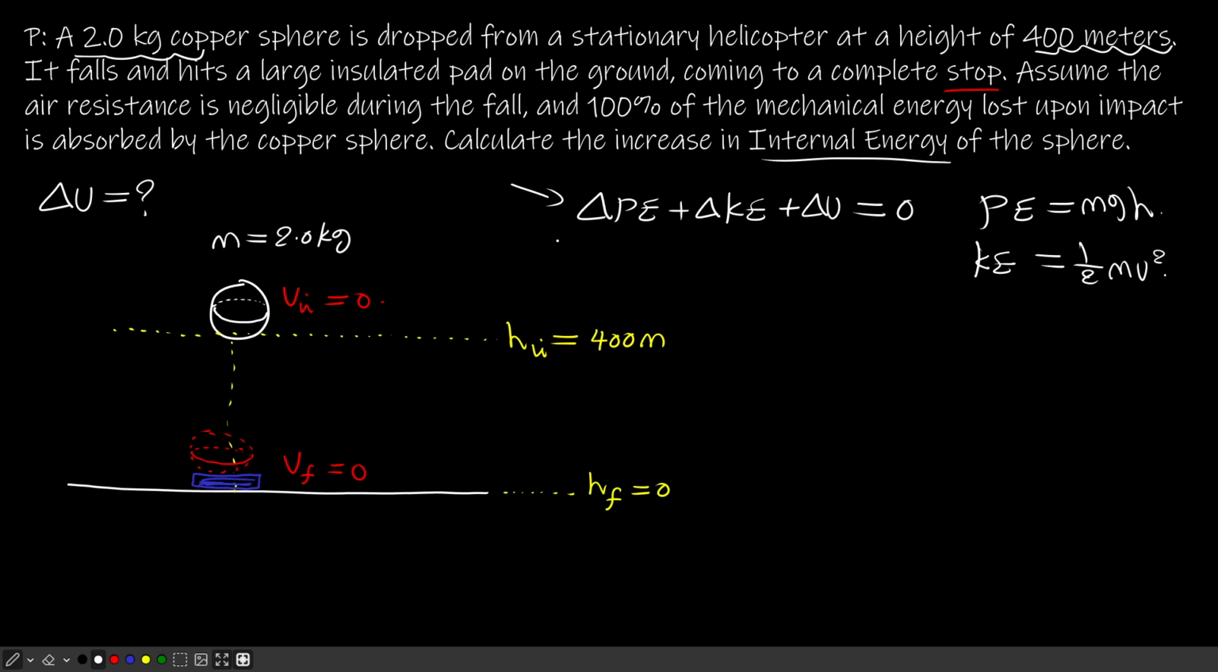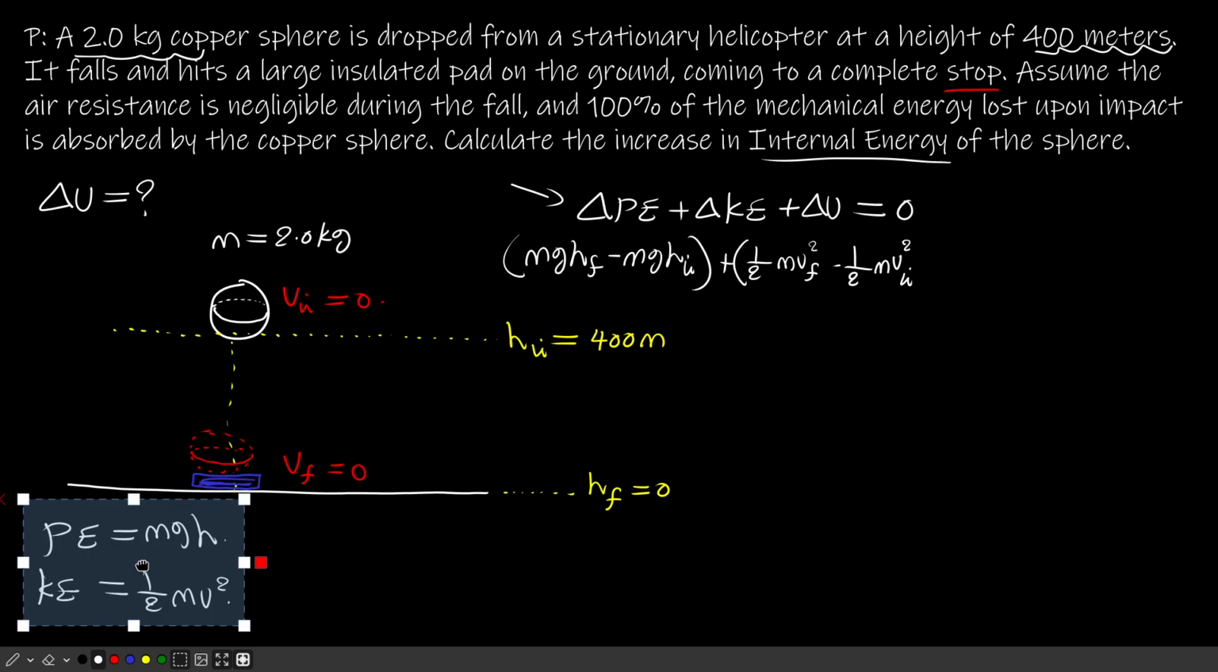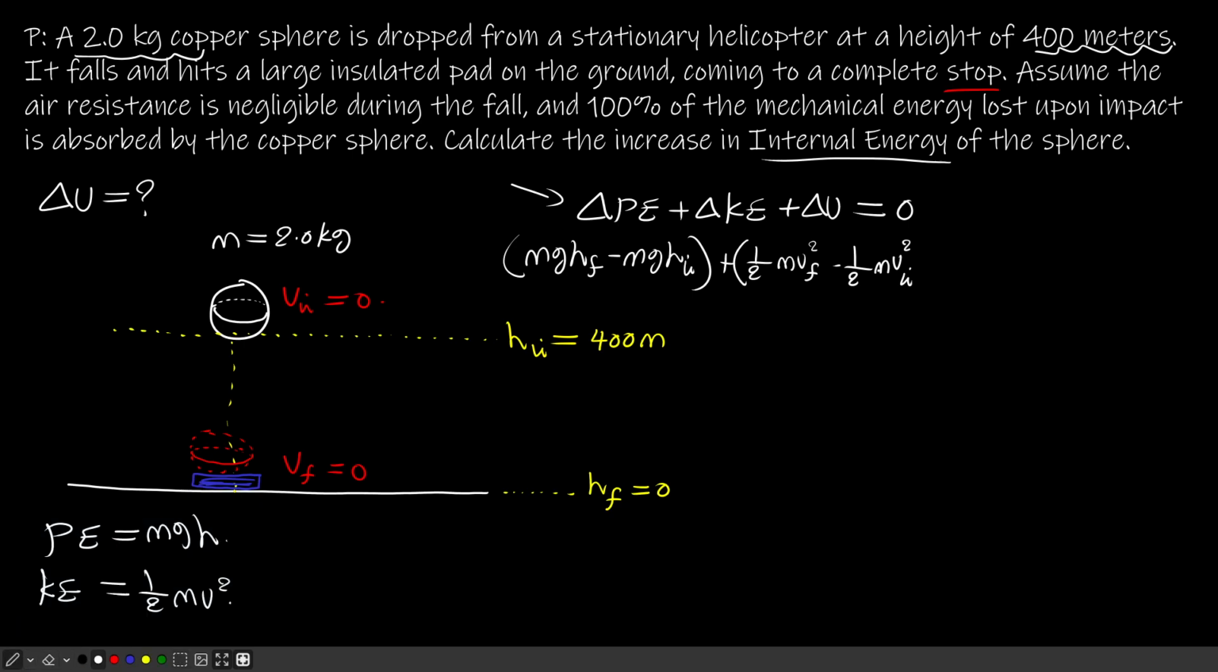Okay, now, the change in potential energy, as we have stated, is mgh final minus mgh initial, plus 1/2 mv squared final minus 1/2 mv squared initial. I have to drag them again. They create huge space. Anyways, now plus delta U is equal to 0.